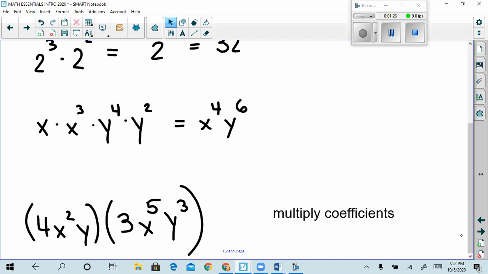When you get to one that has numerical coefficients, you're going to multiply those coefficients. 4 times 3 is 12. I'm going to add my exponents for my x terms. That will give me x to the 7th. And I'll add my exponents for my y terms. 1 plus 3 is 4. So our first property is the product of powers, same base, add exponents.